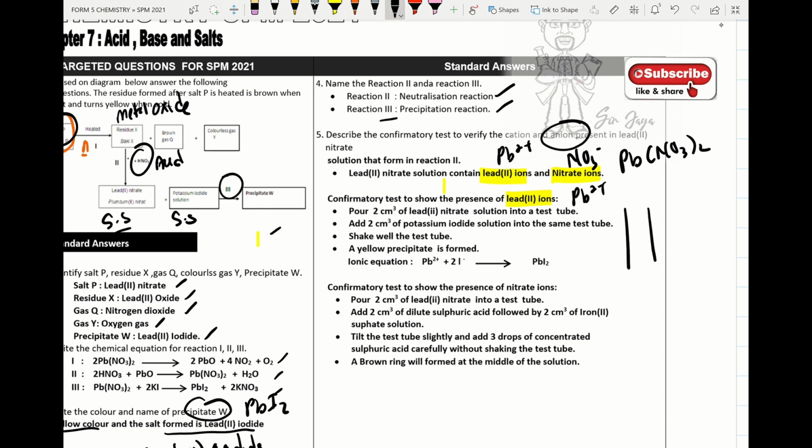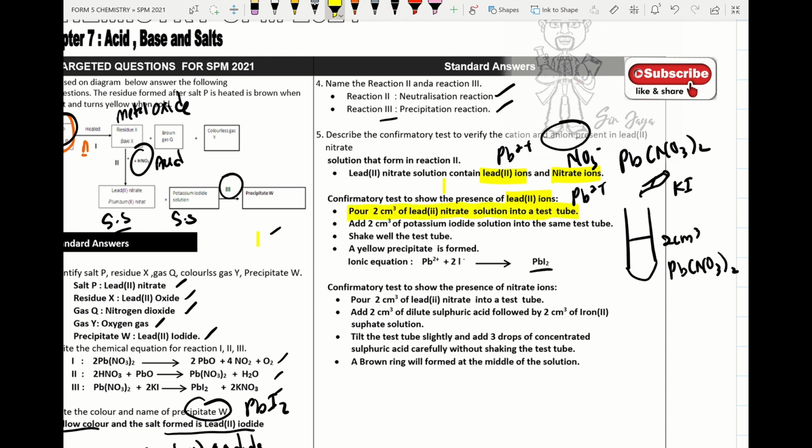We pour 2 cm³ of lead(II) nitrate solution into a test tube. We add 2 cm³ of potassium iodide solution and shake well the test tube. We will get a yellow precipitate. Alright, so the answer is given.